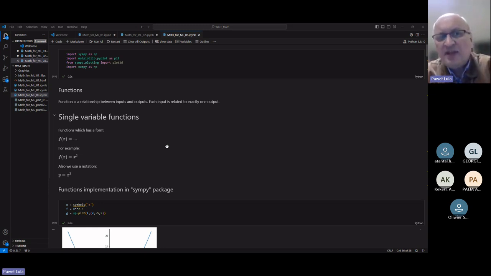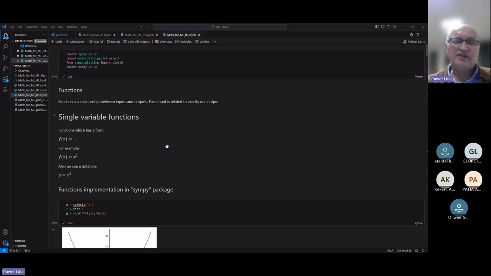Functions. Functions are our main topic for today. A function is a description of the relationship between input variables and an output variable. A function has only one output value. So it is a description which has the form of a formula, and for each input, we have one corresponding output value. But of course, the same output value may correspond to many different input values.